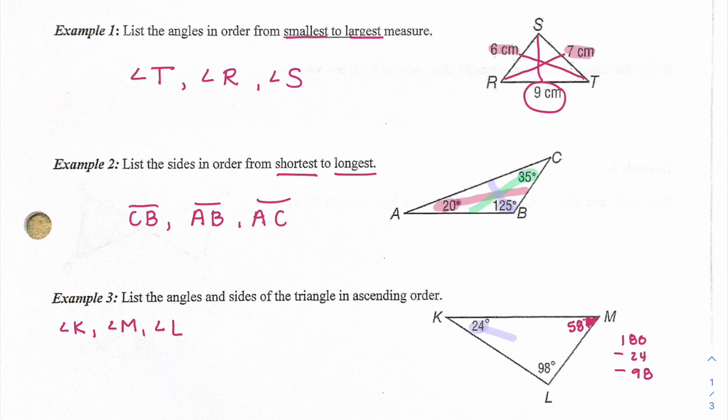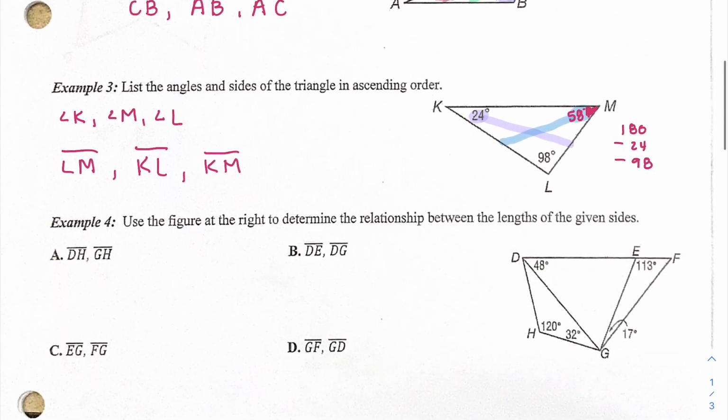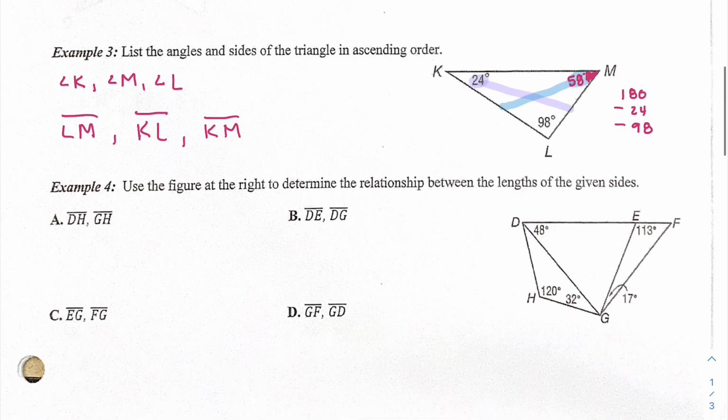Now we can go and order the sides based on their ordering. So the smallest angle I see is 24. That is across from the side LM, so that's going to be my smallest side. The next angle that is relatively small is this 58. That's across from the side KL. And that means my largest angle, which is 98, is across from KM. And those would be the orders of my sides.